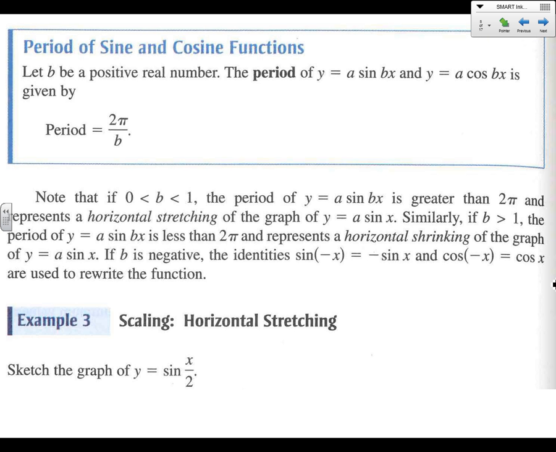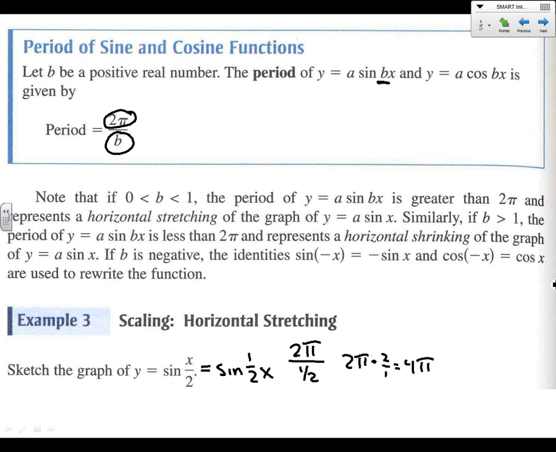Alright, let's try it again for horizontal stretching. So now our period is going to change. So here's what we want to remember. You're going to say the period divided by b, and b is the number next to the x, inside the sine and the x, or in between the cosine and the x. Alright, so down here we've got y equals sine of x over 2. Another way of saying that is sine of 1/2 x. So we've got to figure out what our period is going to be. We're going to take 2 pi, our normal period, and divide it by 1/2. Same thing as saying 2 pi times 2 over 1, or 4 pi.